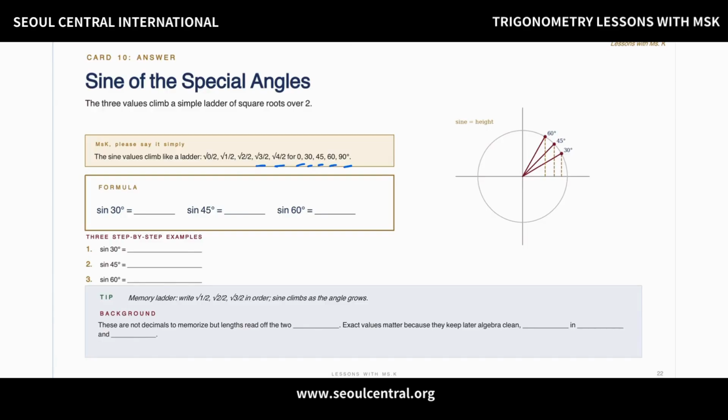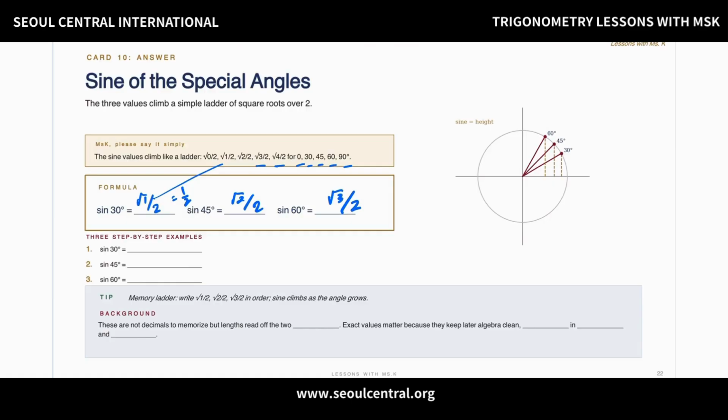Then 30 degrees would be over here. Sine 30 is 1 over 2. And then sine 45 degrees, just on that ladder again, stepping up. And sine 60 is square root 3 over 2.